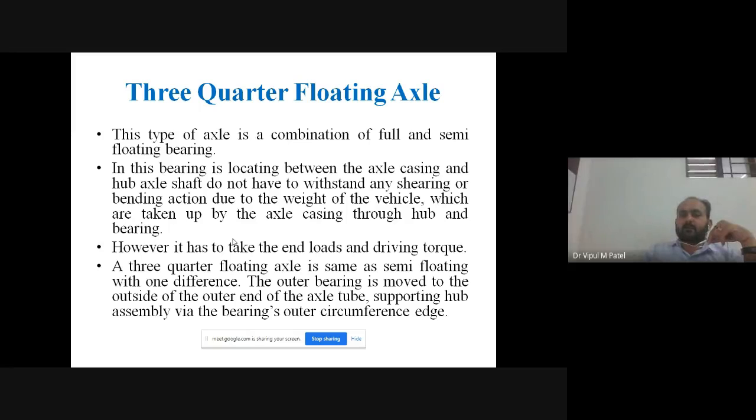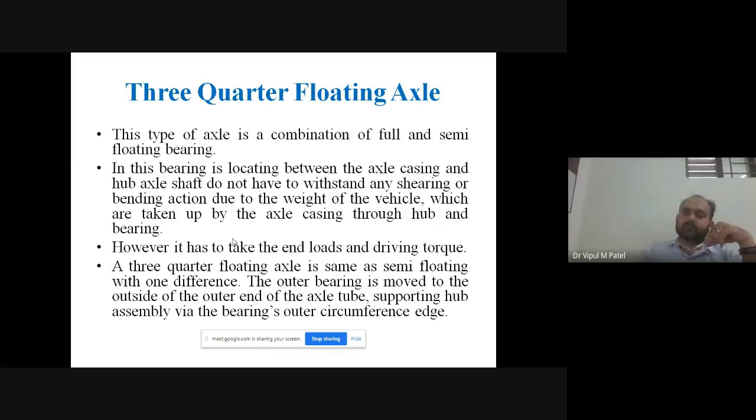As for the weight of your vehicle, what will happen? It is taken up by the casing of the axle, or axle casing, through the hub and bearing. However, it has to take the driving torque, we can say that. And the 3/4 floating axle is the same as a semi floating axle with one difference.